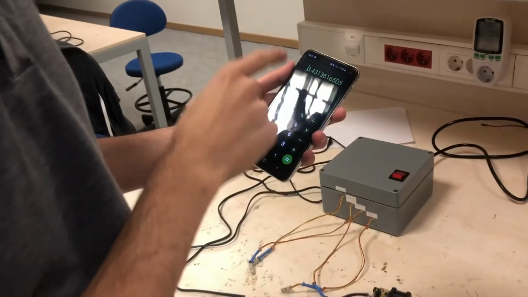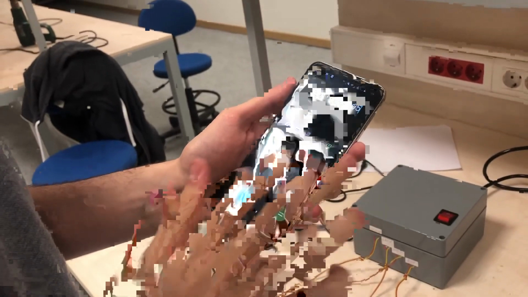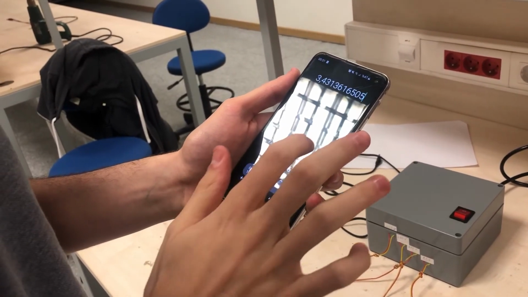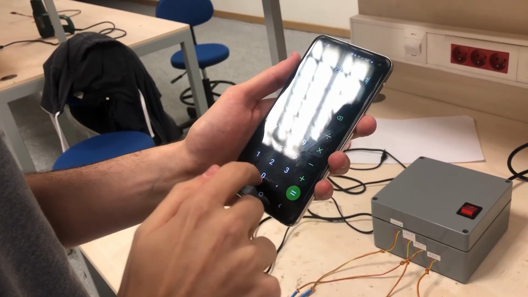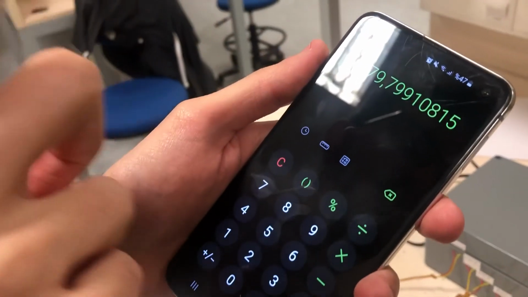My output power is 3.43. I will divide it by 4.3 watts, and my efficiency is 79%.